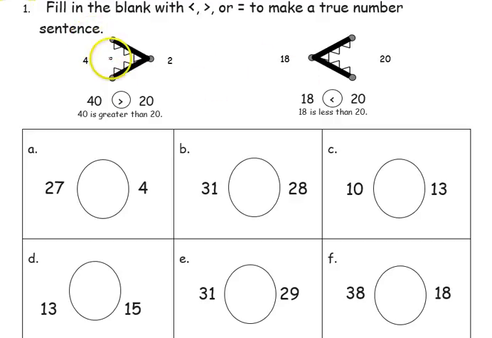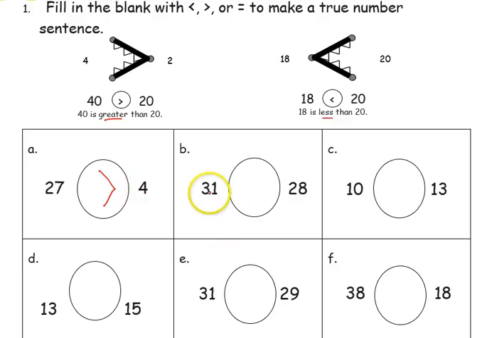When the opening is pointed toward the left, that is the greater than symbol. When the opening is on the right-hand side, that is the less than symbol. So we will show our comparison of these numbers using the correct symbol. Since 27 is greater than 4, I would draw in this symbol. The opening is pointed toward the greater number, and when I read this comparison from left to right, I would read 27 is greater than 4.